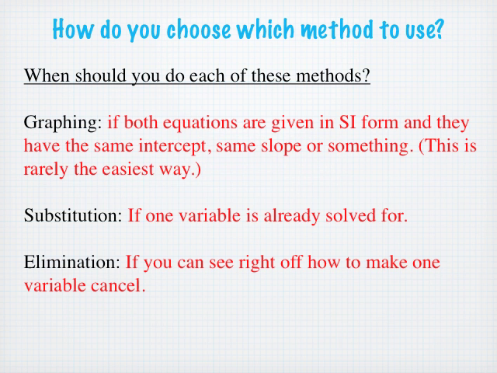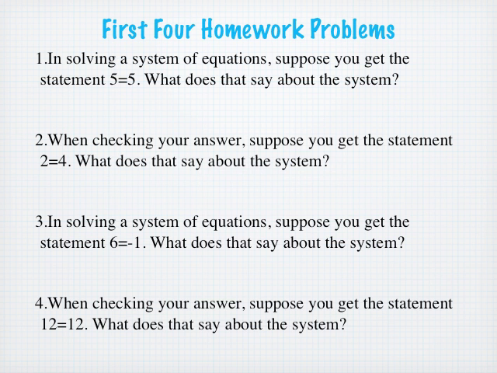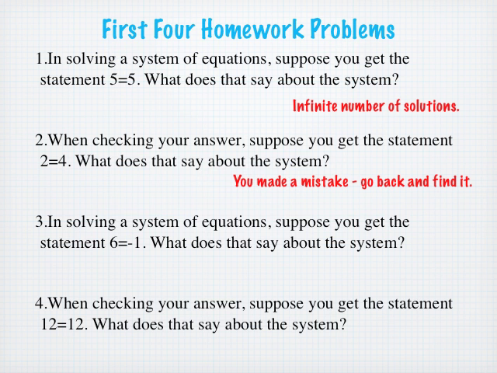Now, on recognizing some things that throw some people off. Let's say that you're in the middle of solving and you get 5 equals 5. What does that mean? Okay, good. That means infinite number of solutions because I was in the middle of solving. Let's say I'm checking my answer and I get 2 equals 4. Does that mean no solution? No. You were checking your answer. If you're checking your answer, that means you made a mistake. You need to go back and find it. I see this mistake so often, so please be careful. If you're checking your answer, then your check failed, so you need to go back and find your mistake.